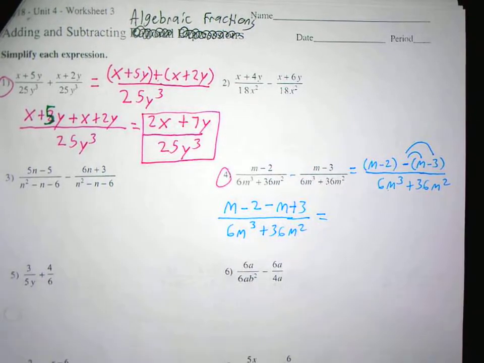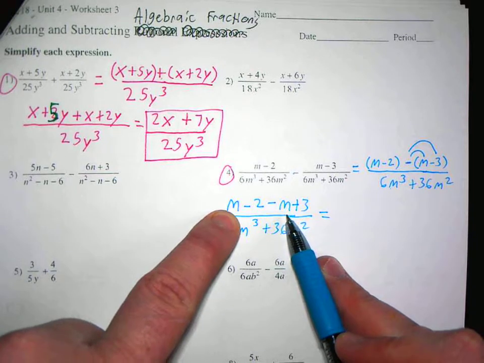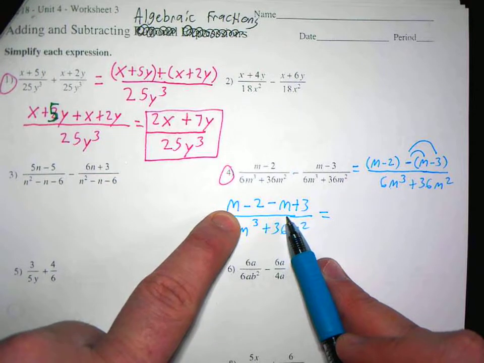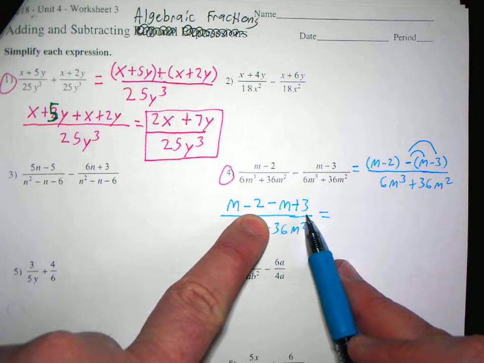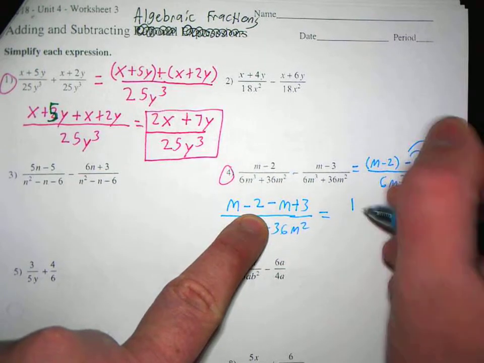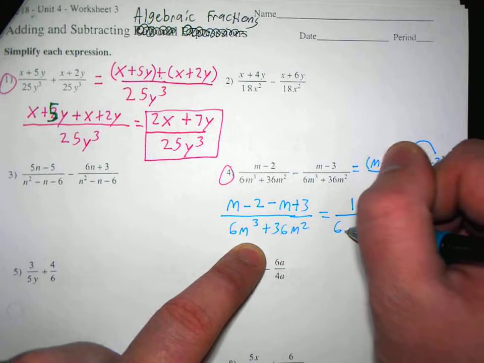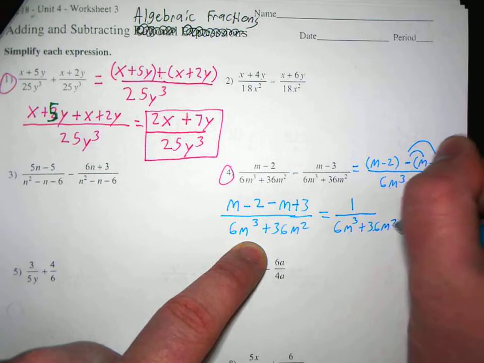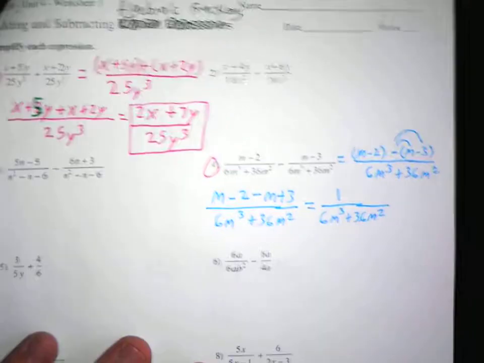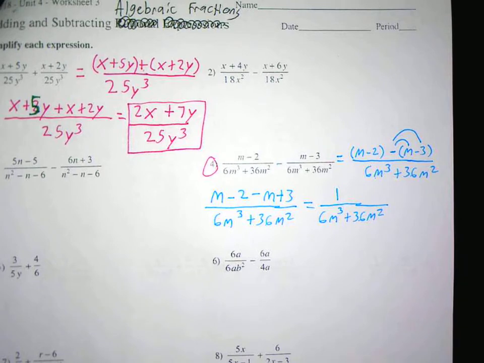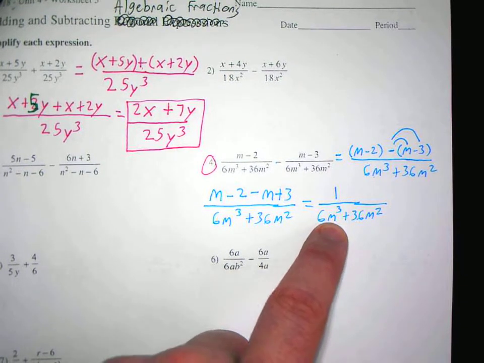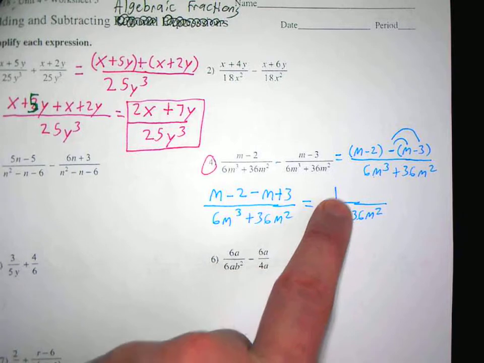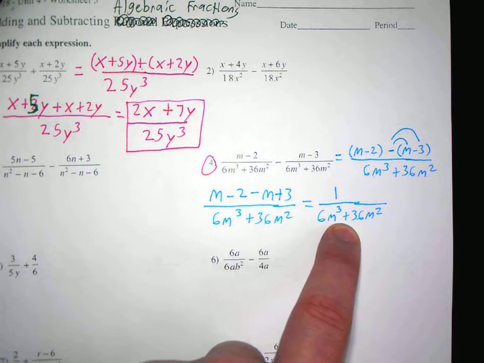Combine like terms. What's n minus n? 0. Do I need to write 0? Not when I'm adding and subtracting. And what's negative 2 plus 3? 1. Now here's where it gets tricky. I personally believe that even if you were to factor the denominator, it's not going to cancel out the 1. So I would just leave it like this.